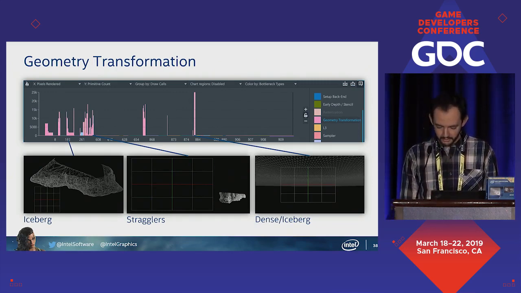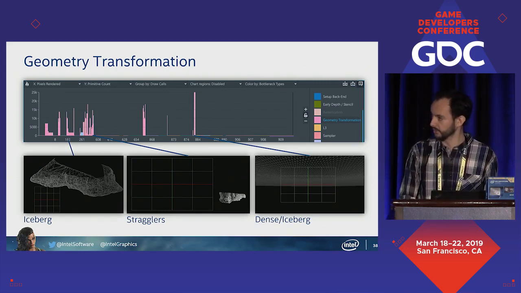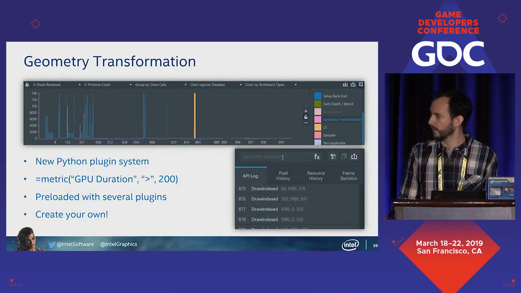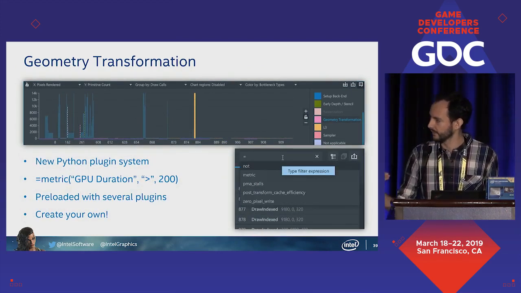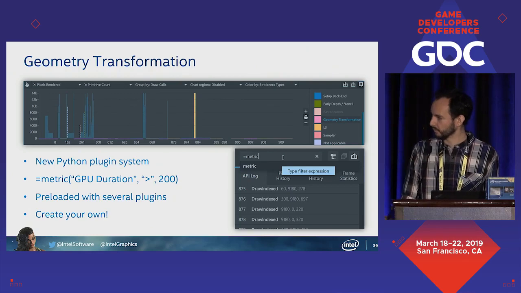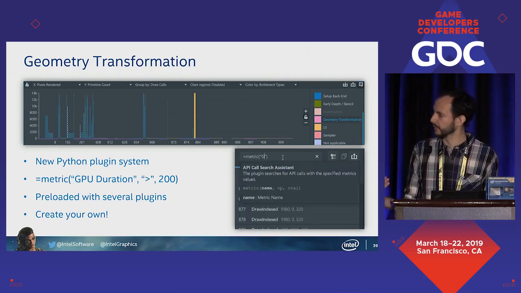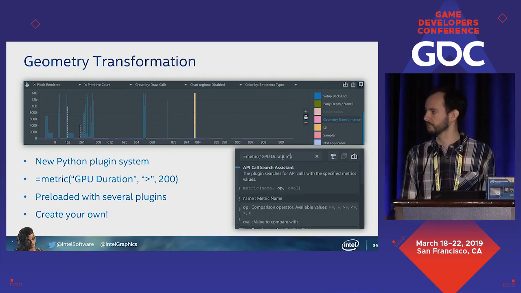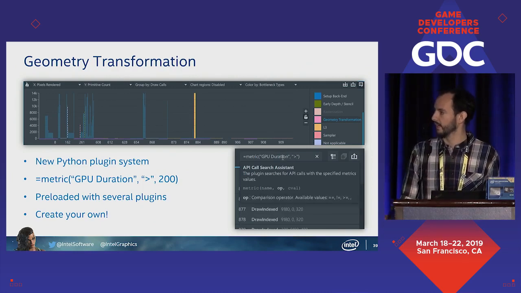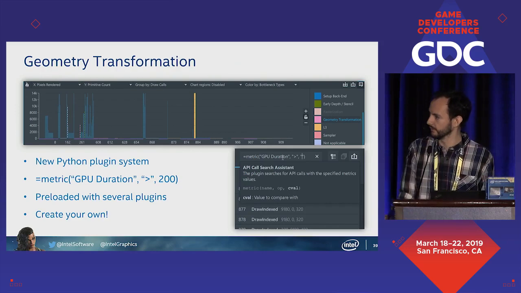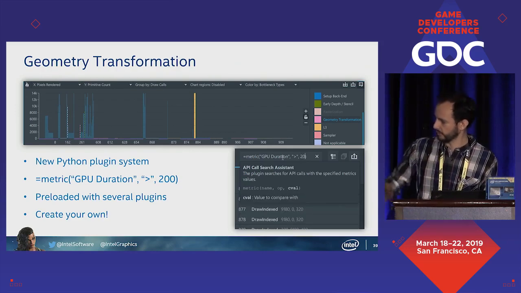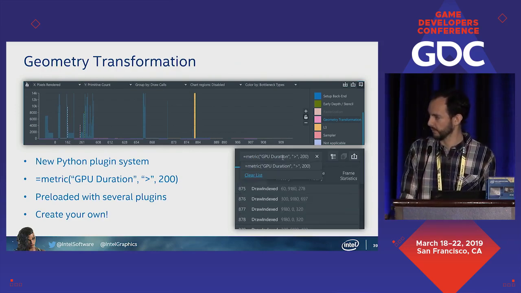So one of the other features that I wanted to bring up that we just released in R1 is that we now have Excel-like type plugins. So we can grab the API log, and then we can just type in, OK, just give me the stuff that is GPU duration greater than 200 microseconds. And that way, the graph is just going to filter the data. The API log will also filter the data with what you need.